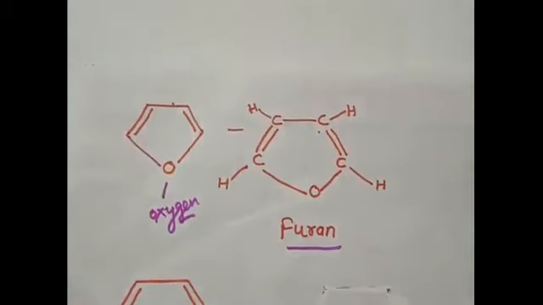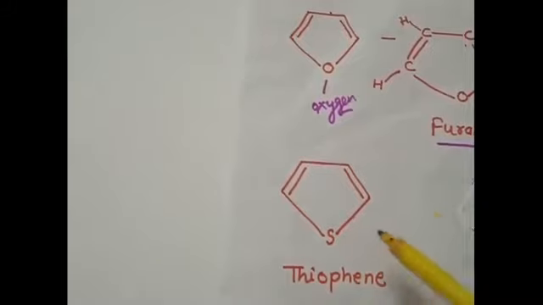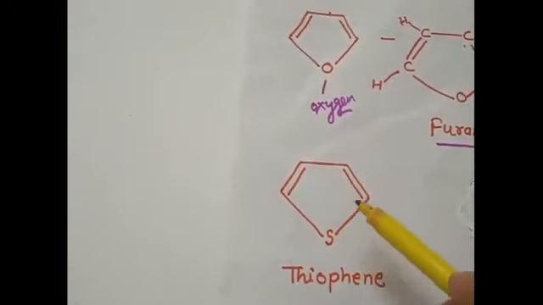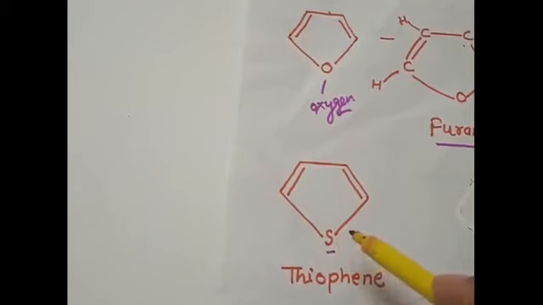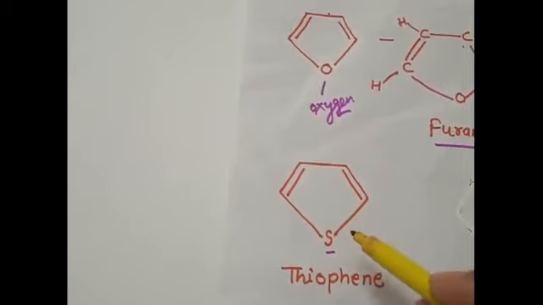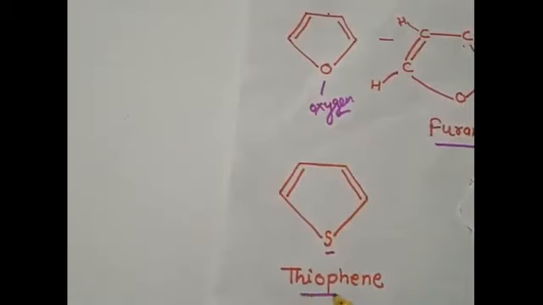Now we have some more compounds which have different elements, and depending upon that they have different names. Like we have the same pentane structure, but now we do not have oxygen at the place of the fifth carbon. Now we have sulfur, and if sulfur is present in a 5 carbon ring along with the double bonds between the carbon atoms, then this is known as thiophene.